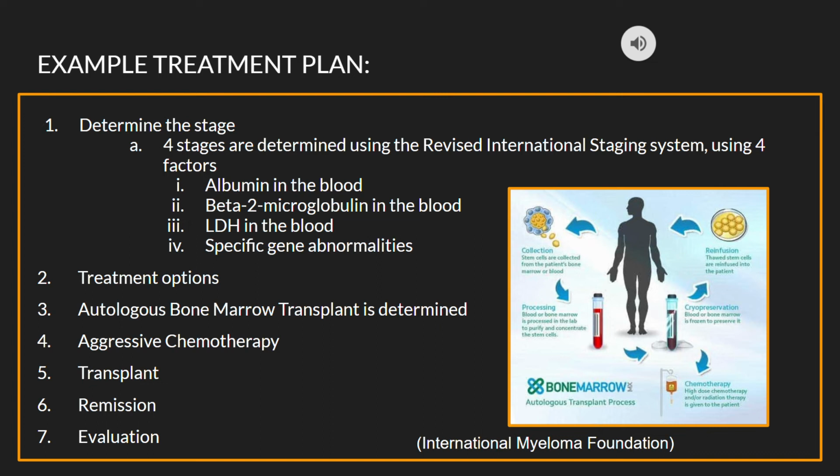Next, you would receive a round of high-dose chemotherapy and possibly radiation to kill some of these abnormal plasma cells. And this is why we wanted to make sure that your overall health was good so that you'd be able to withstand these high-dose chemotherapy drugs. Some of the common side effects of these chemotherapies are nausea, vomiting, diarrhea, mouth sores, skin rashes, hair loss, fever or chills, and infection.